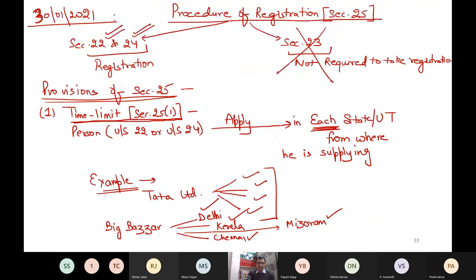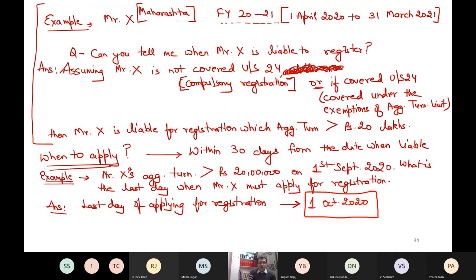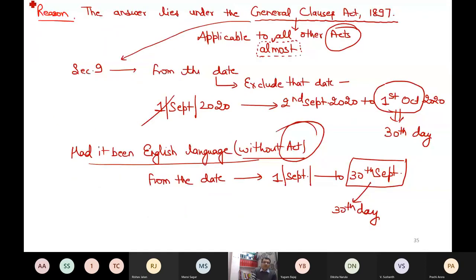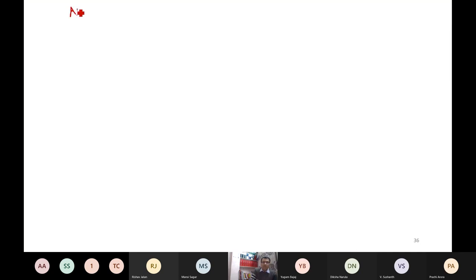So I have discussed with you that in each state I should apply. I have discussed with you the exact calculation of 30 days, because this can come in numerical also. This question can come in numerical also, where you have to mention the exact date. So this point also we have covered. And now some notes of this first point itself.